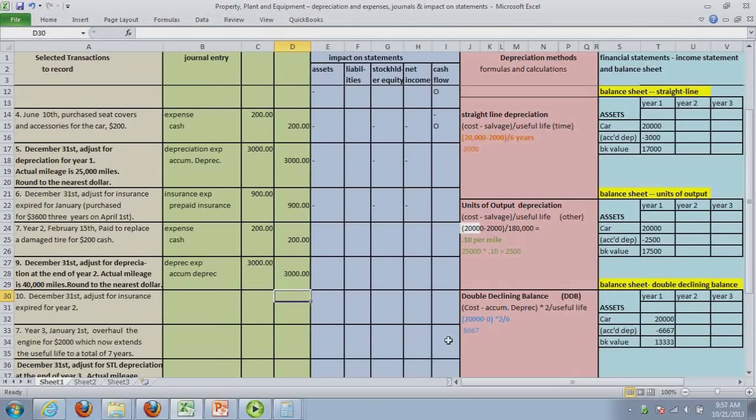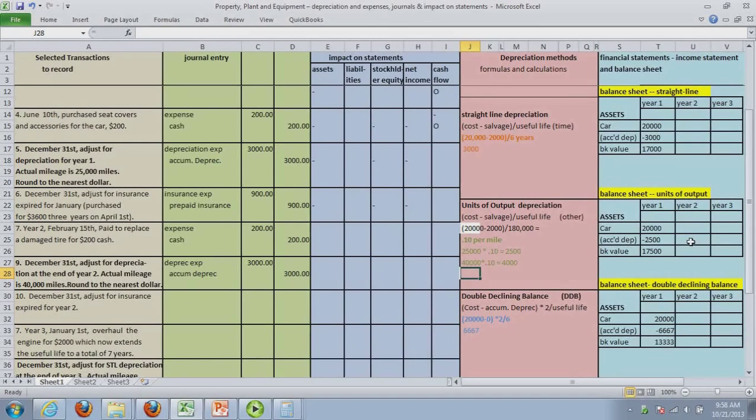Now the other methods, of course, have to be different. Your units of output, again, we need to know what is the mileage. It's 40,000 miles. We actually used it a lot more in year 2. Hopefully it generated more revenue, and therefore we should expense it more. So 10% of 40,000, I think you would agree, is $4,000. I'll skip the calculation. So the more that's used, the more depreciation.